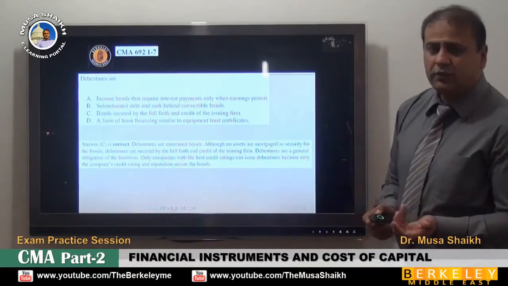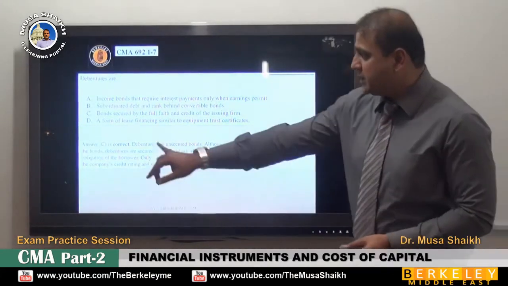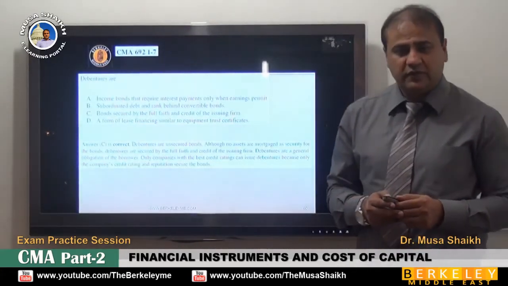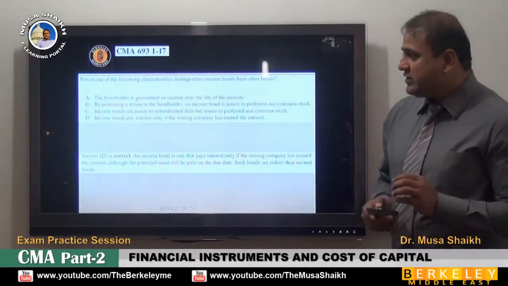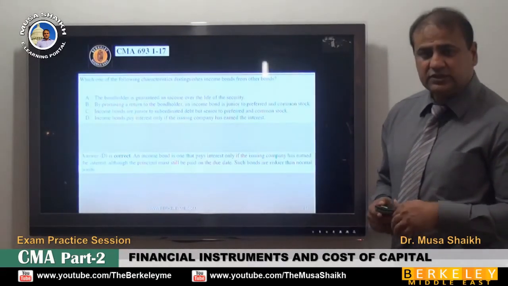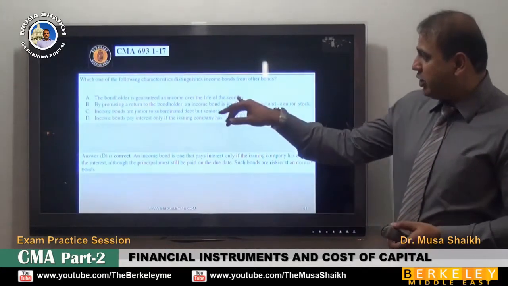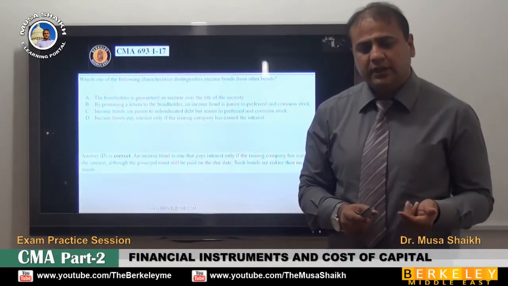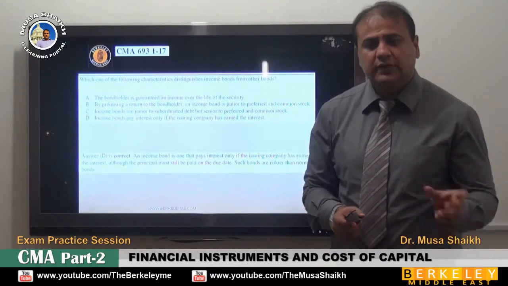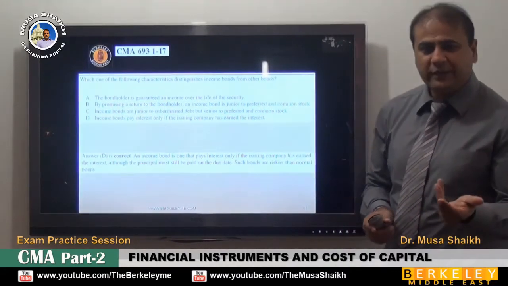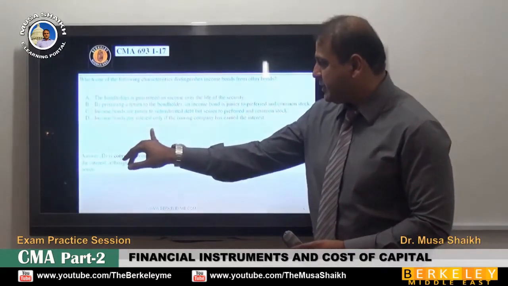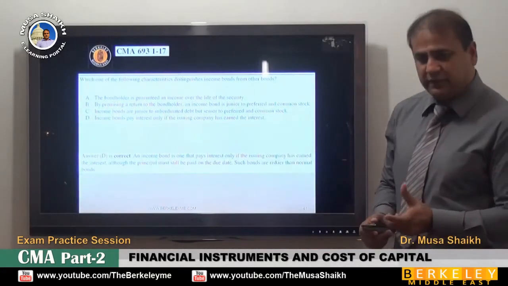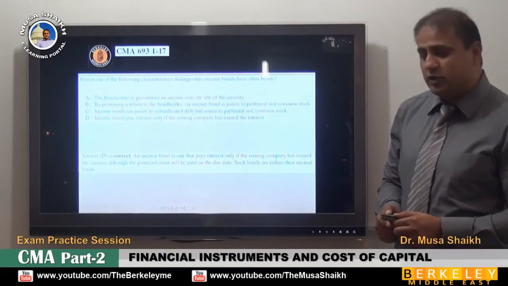Debentures are long-term loans. Debentures are bonds secured by the full faith and credit of the issuing firm. Which one of the following characteristics distinguishes an income bond from other bonds? Generally an income bond is related to income. When there is income, you have to pay interest. So income bonds pay interest only if the issuing company has earned the interest. This is the difference between income bonds and other bonds.